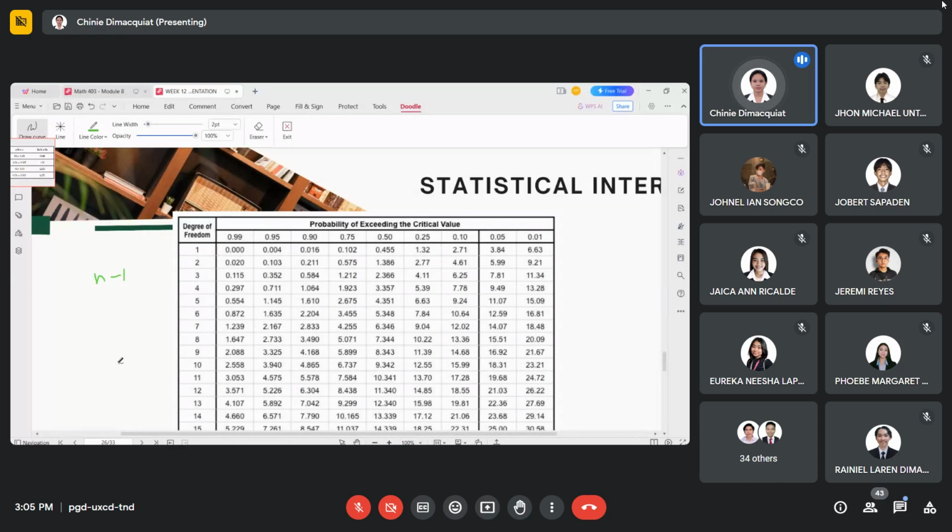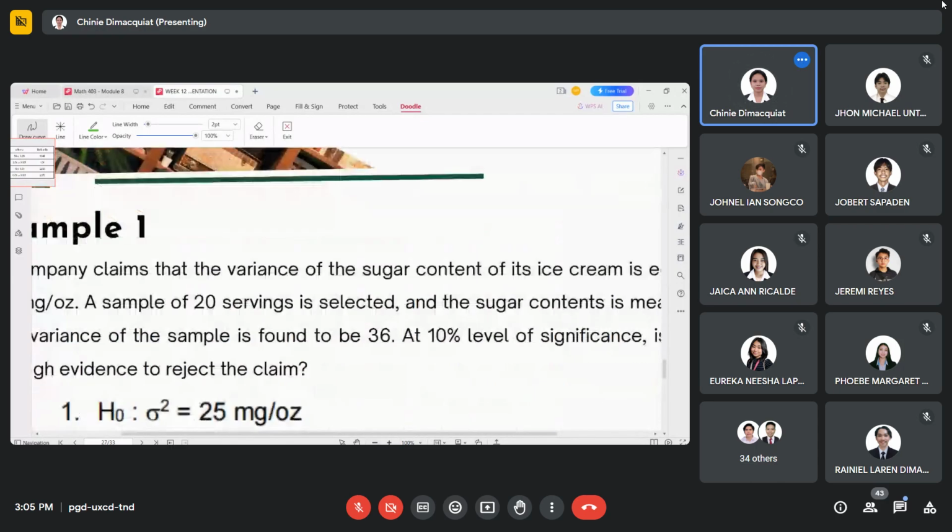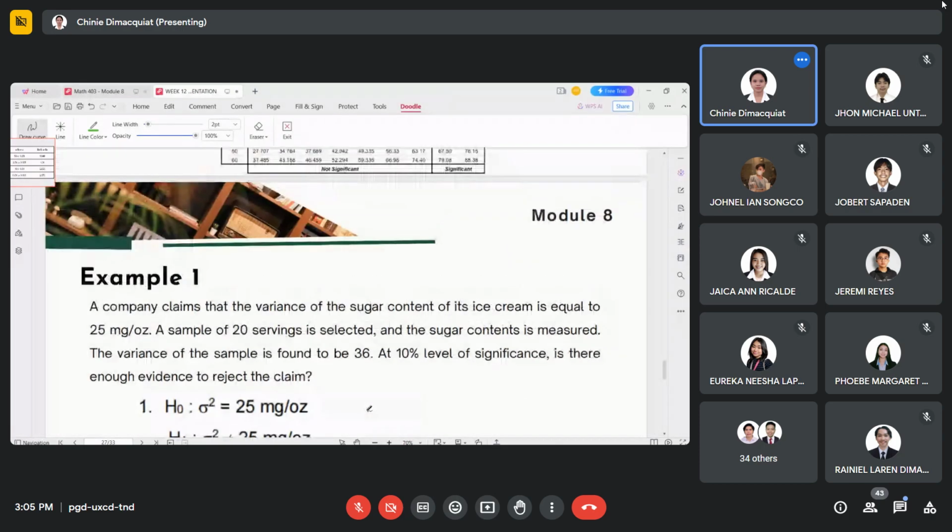Okay, so proceed tayo dito sa ating example. A company claims that the variance of the sugar content for its ice cream is equal to 25 mg per ounce. So, since ito ay claims that the variance, therefore, yung ating population parameter ay variance. So, variance yung gagamitin natin kay null and alternative hypothesis.